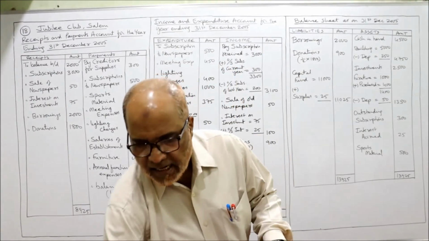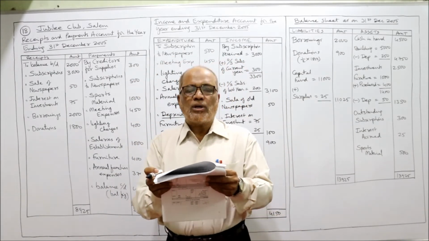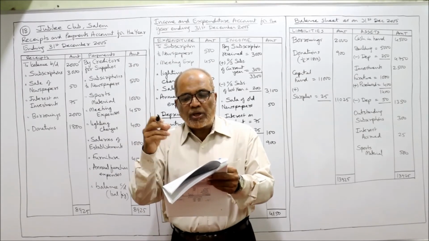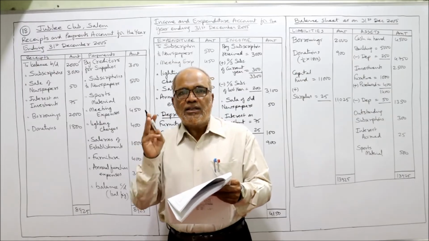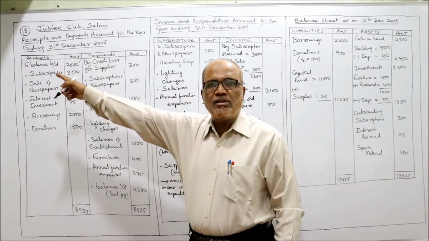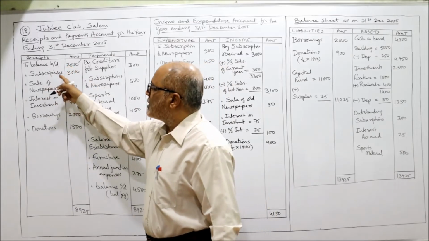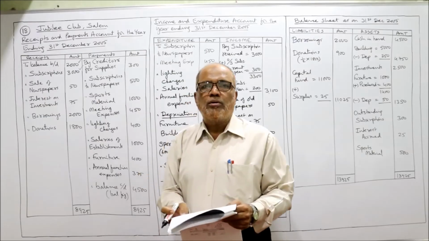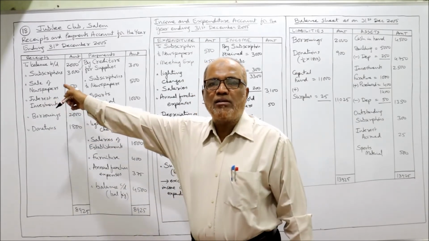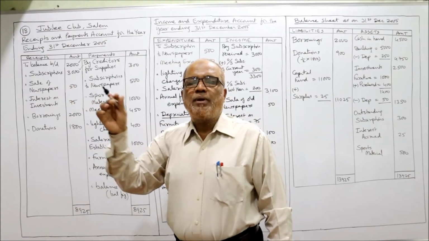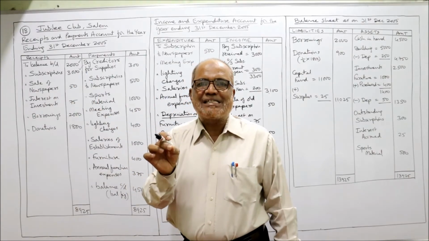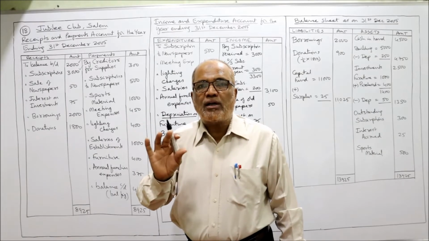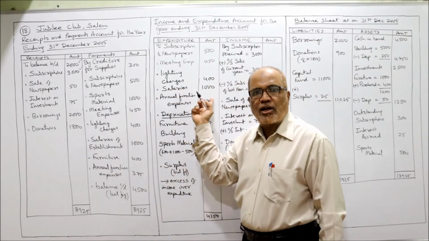Now see what transactions are given in the problem. During the year 2005, the club did the following business. Subscription received 3,000. On the receipt side, subscription 3,000 I have taken. Then subscription due will not come in the receipts and payments account. In the receipts and payments account, only actual cash receipts and actual cash payments appear. Any due or outstanding will not appear. It will be taken in the income and expenditure account.